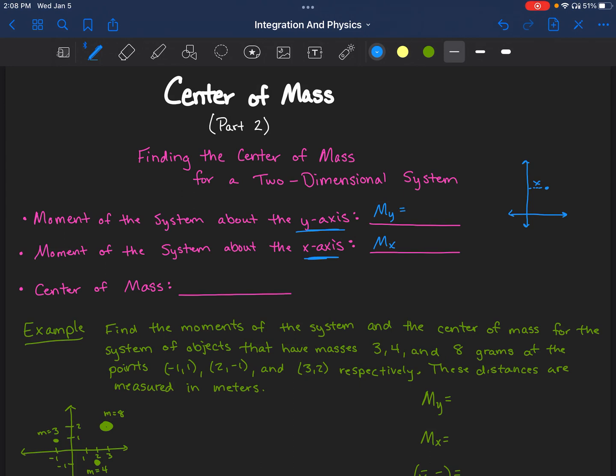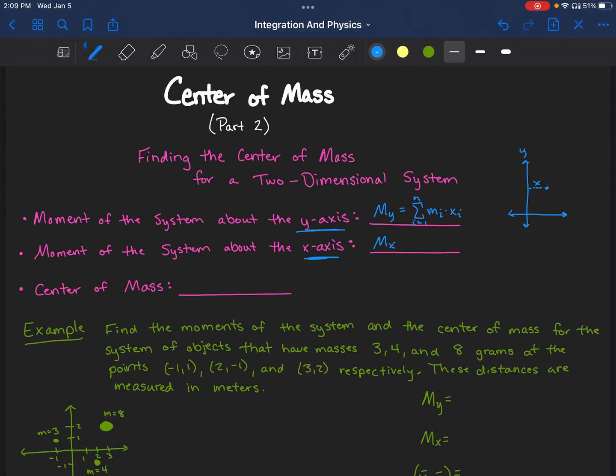So what we're going to do in this situation is look at the summation of all of my individual points. And I'm going to take their mass times their x value. I know that seems a little bit backwards, though, because we're finding the moment of the system about the y-axis, and we're using the x value. It's because we're measuring the distance from the y-axis. Again, y-axis, looking at x value.